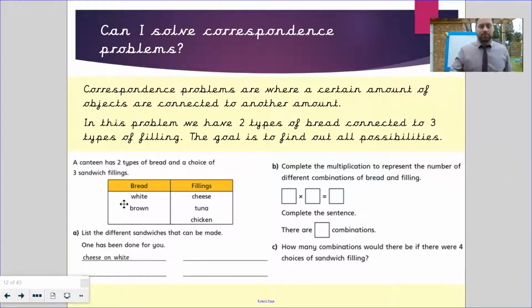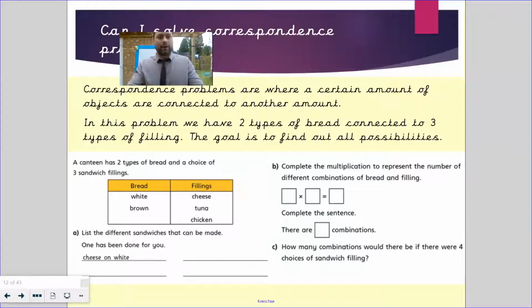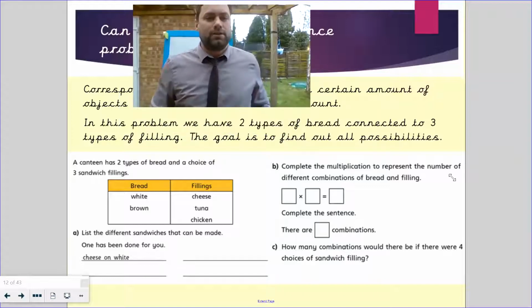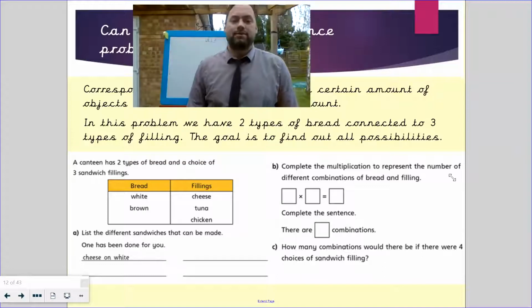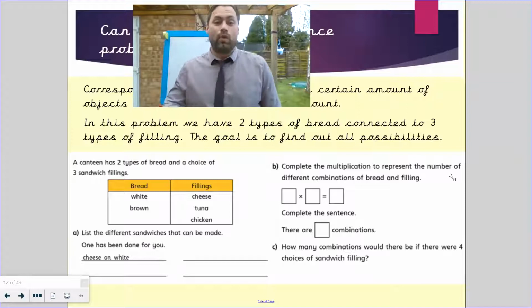So we're going to go through this problem quite slowly so that you can follow along, and then I'll set you questions to do as well. So a canteen has 2 types of bread and a choice of 3 fillings. The bread we have is white and brown, and the fillings we have are cheese, tuna, and chicken. Number 1, list the different sandwiches that can be made.